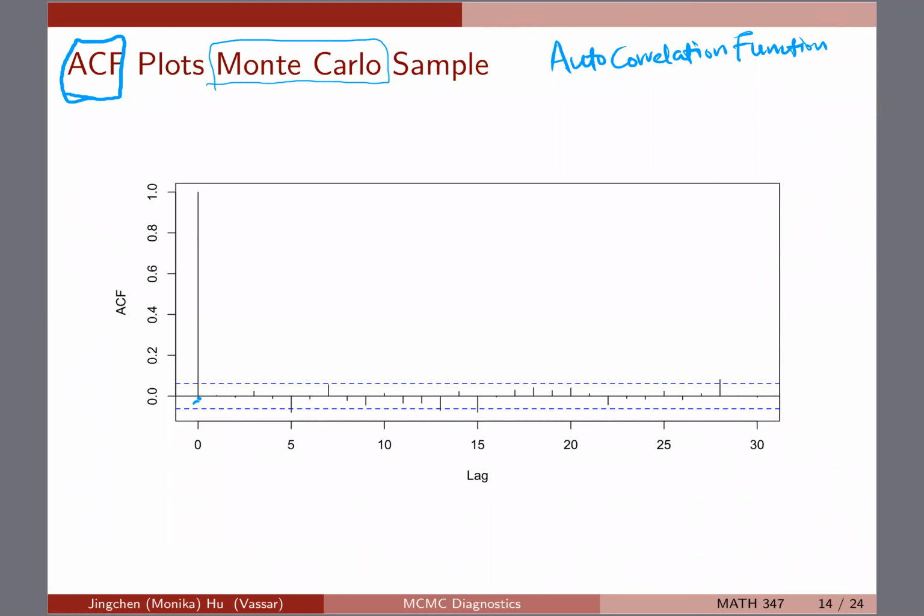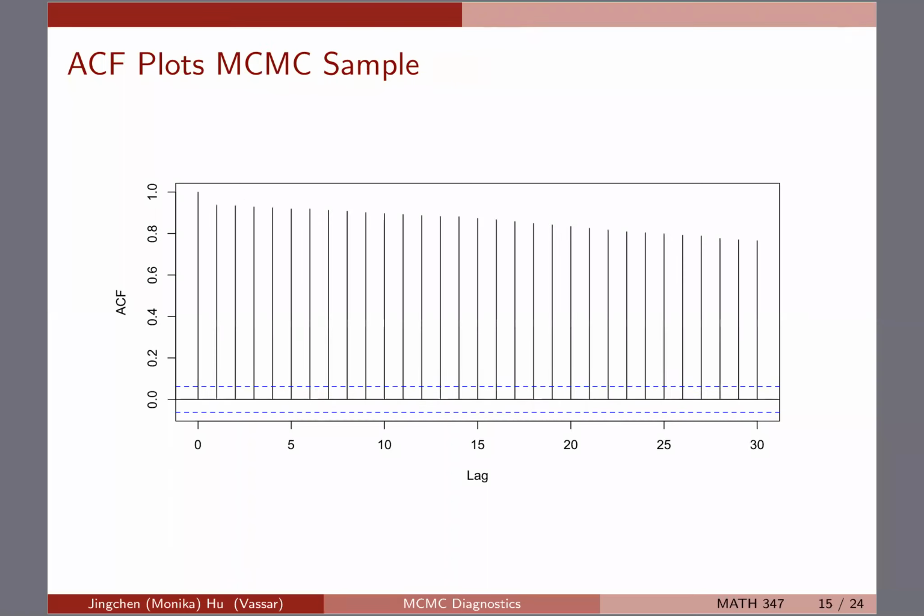MC, because it's Monte Carlo approximation, is independent. So you can think of this as the benchmark that we're trying to reach. This is good to go, but based on the previous plots that we have seen, the ACF plots with the MCMC are terrible. Terrible in the sense that even if you look at the current draw and the draw 30 draws later, they're still very much dependent on each other.